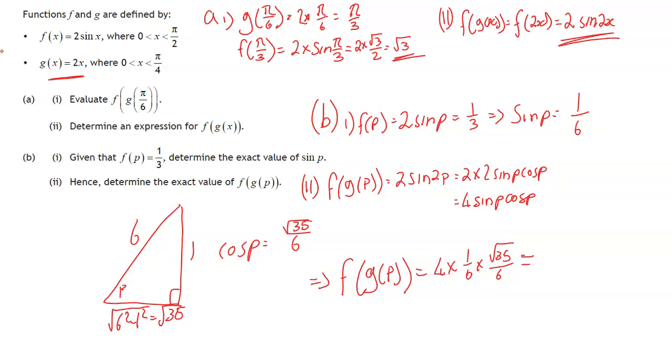If I take that and I simplify it, what I end up getting is root 35 over 9 as my final answer and my exact value for f of g of p.